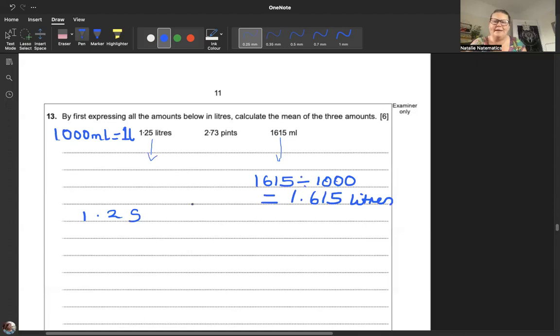I've been asked to work out the mean. So if I work out the mean, I've got to add them all together, and then I have to divide that by 3. But that's okay. So 2.73 pints. Now, I'm trying to remember what the conversion is. Litres to pints. So 568 millilitres is equal to 1 pint, I think. I have a feeling it is.